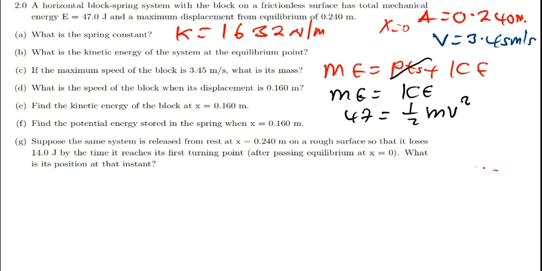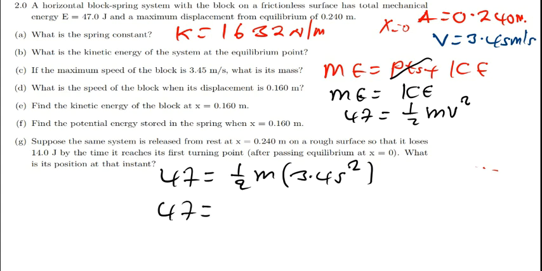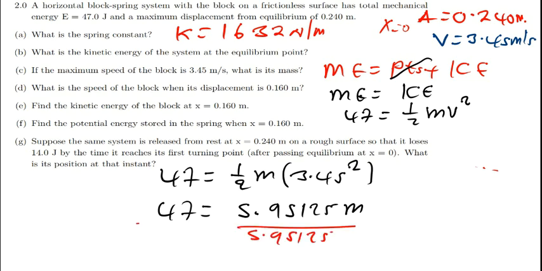We have been given the velocity. So we'll say 47 is equal to half m, I don't know m, the velocity is 3.45. Now we square it. So what are we going to have? We are going to have 47 equal to 0.5, which is 1 over 2, times 3.45, then I square it. So I'm getting 5.95125. I'm not going to round it off. Then let's divide both sides by this 5.95125.